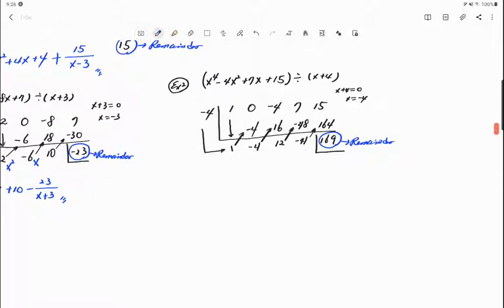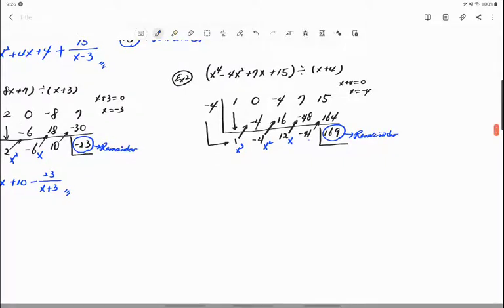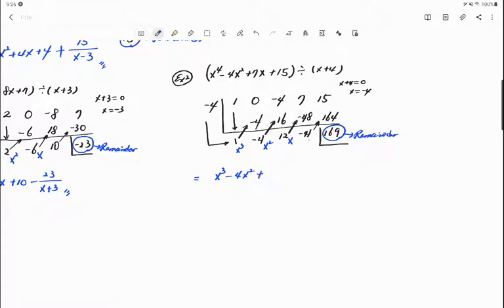And then, negative 41 is the constant. 12 is the coefficient of x, and then x squared and x cubed. So finally, the answer is what? x cubed minus 4x squared plus 12x minus 41. And then the remainder is plus 169 over the divisor, x plus 4.